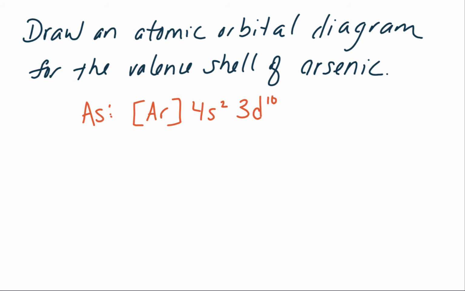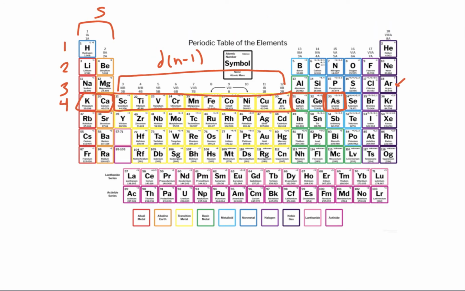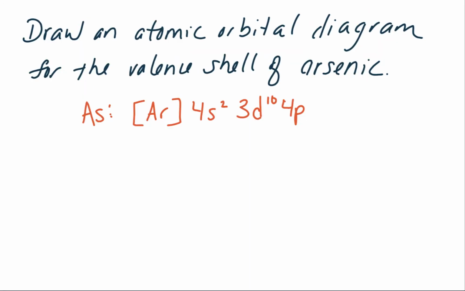Then when we move to the P block, we just have to put in as many electrons as it takes to get to arsenic. Now remember, in the P block, we're back to the normal energy level. So we're going to move back up to 4p, and we need 1, 2, 3 electrons to get to arsenic. So that's a quick review of writing the electron configuration.